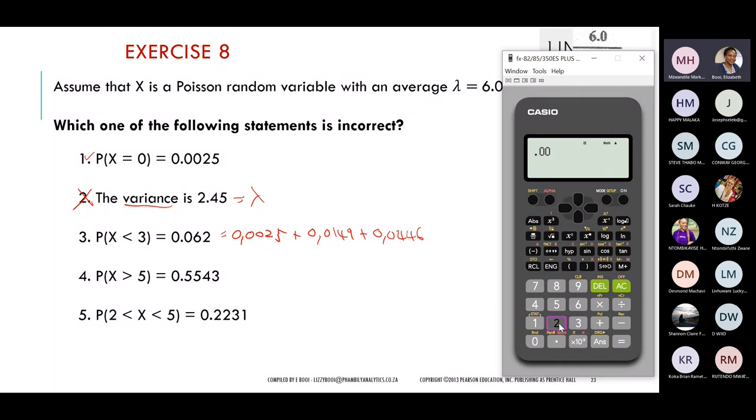0.0025 plus 0.0149 plus 0.0446 equals. That's the right answer.